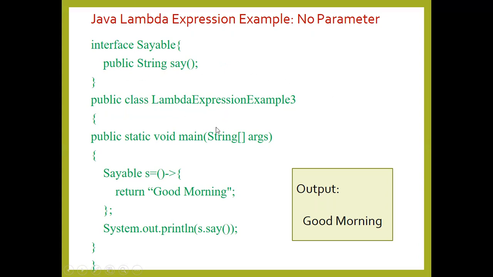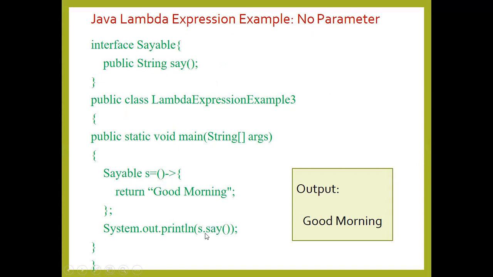And this is the class we are defining. The name of the class is LambdaExpressionExample3. Inside this class, the main method is defined. Inside the main method, we are defining the lambda expression, and this lambda expression is stored in the variable s of type Sayable. Here, we are not passing any argument, so this lambda expression is called a no parameter lambda expression.